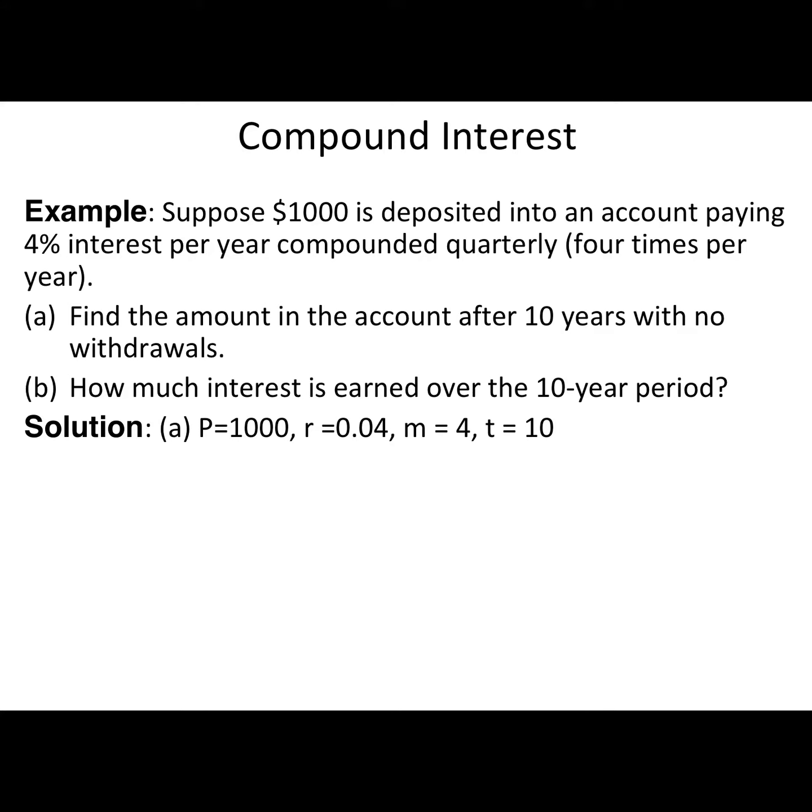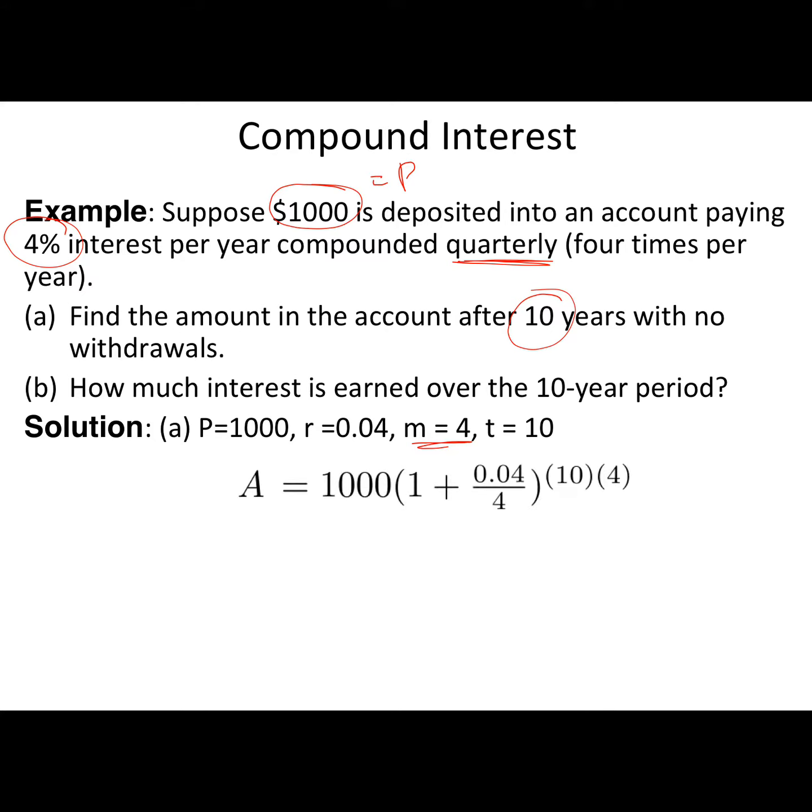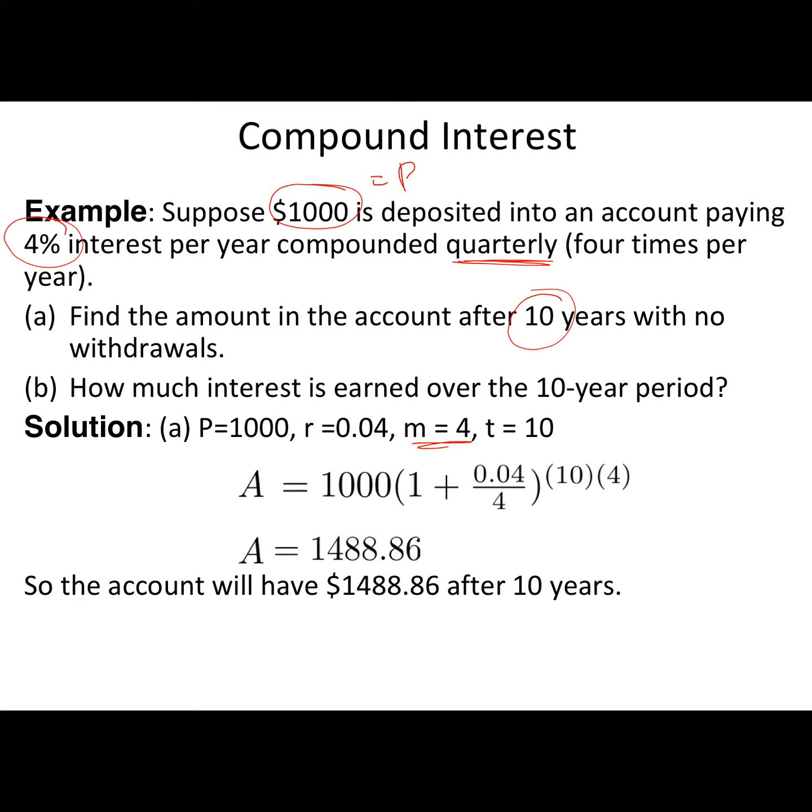Okay, so let's pick out what we know. The principal is $1,000. $1,000 is invested. The rate is 4%, which is 0.04. M is 4. That comes from compounded quarterly. And T is 10, after 10 years. From here, we just plug into the formula. The amount equals 1,000 times (1 plus 0.04 over 4) to the 40. Now, you should try plugging this into your calculator and make sure that you can get the right answer. So we get $1,488.86 after 10 years.